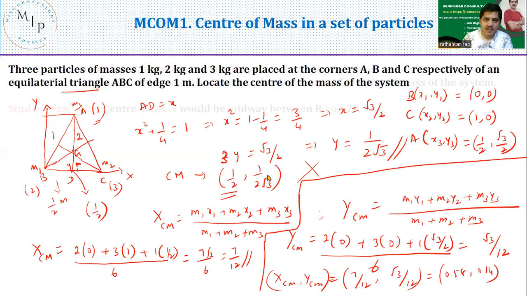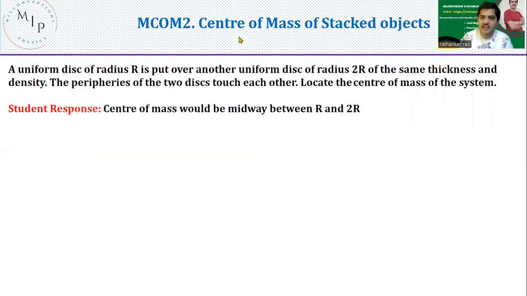Now let us look at one more example. Here also I have seen many students make a mistake. What is the mistake? The problem says a uniform disk of radius r is put over another uniform disk of radius 2r. So you have a big disk of radius 2r. Of the same thickness and density, the peripheries of the two disks touch each other.